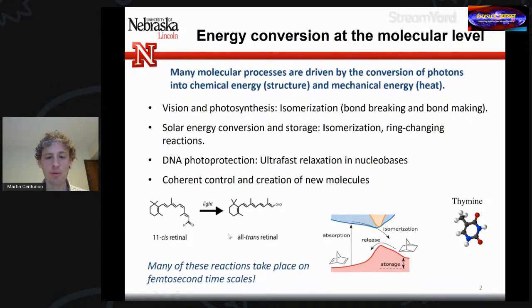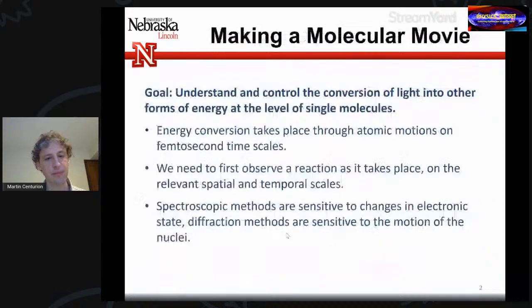And so we want to understand how these things happen, which means we want to be able to see them. And like I said, they happen on femtosecond timescales. So you need a camera which is fast enough to see them, but they also happen on atomic scales, right? We want to see these structures as they're changing. So we need to reach atomic resolution to be able to see what is happening. So our goal is to actually make a movie of this reaction as it's taking place.